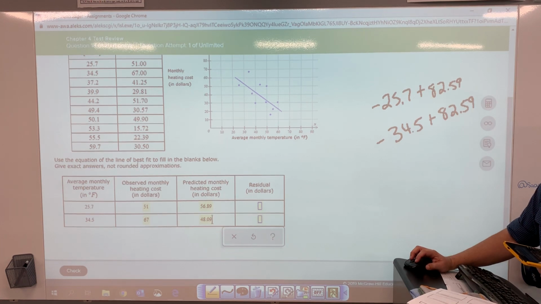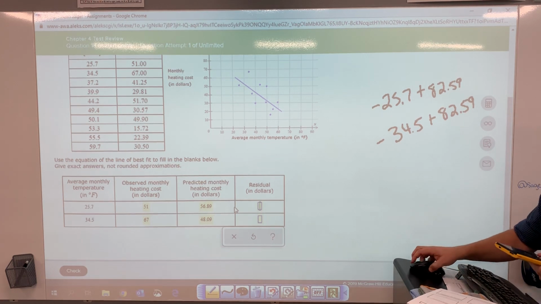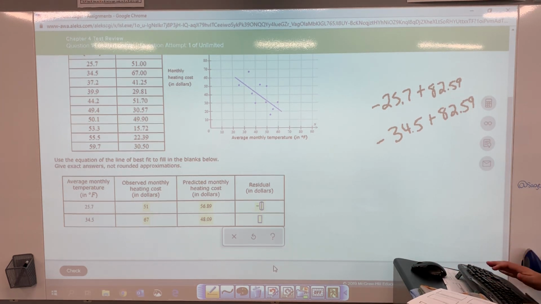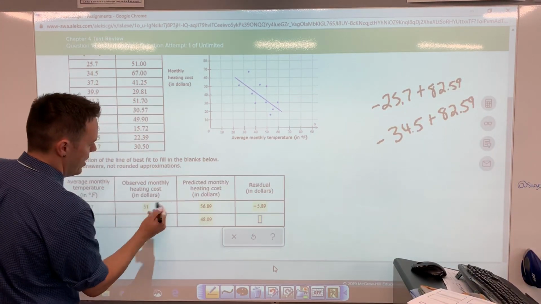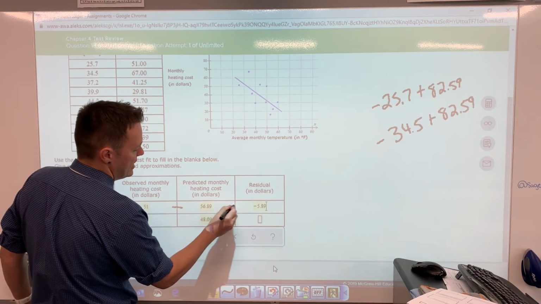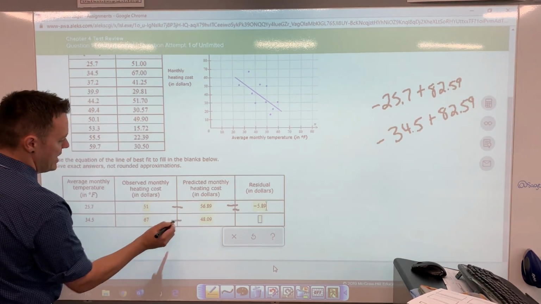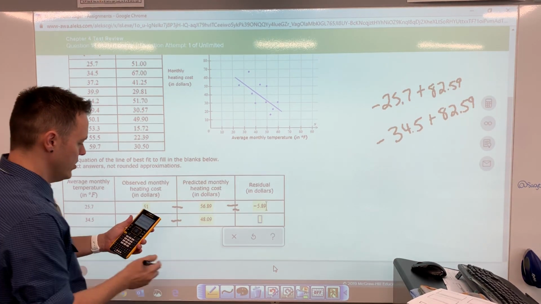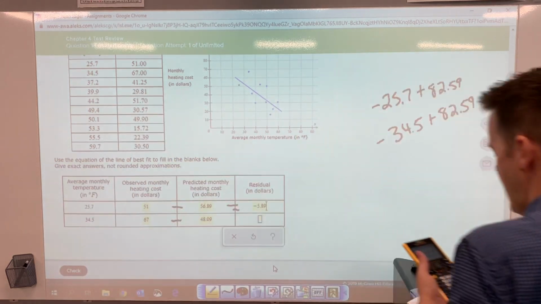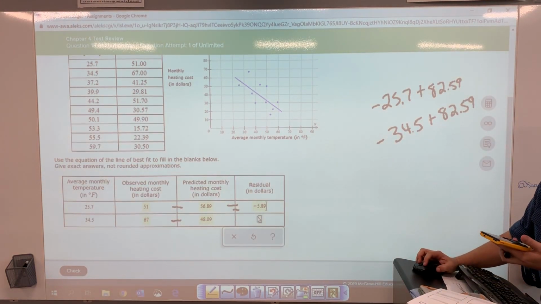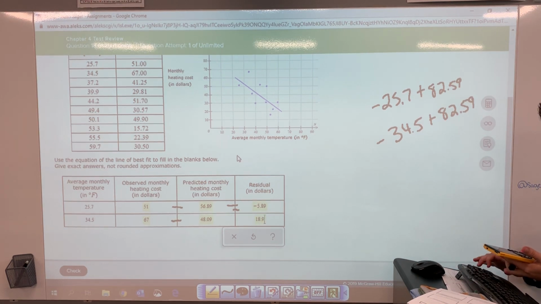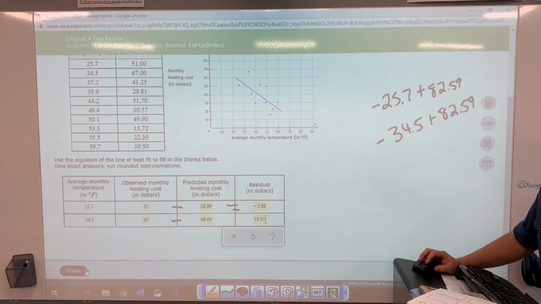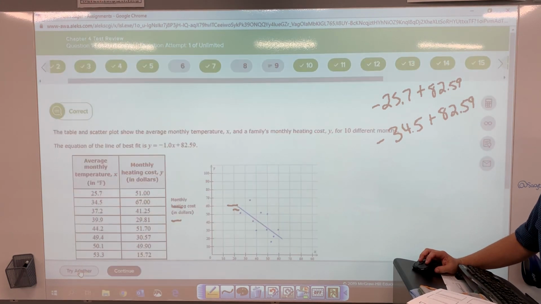Residual means, ladies and gentlemen, you take it and you subtract this number from this to get what your actual dollar amount is in the residual. So this one is going to end up being negative 5.89. How did I get that? This would be 51 minus 56.89 equals that. 67 minus 58.09 equals, and then this is going to be 18.91. Okay, so this is 18.91. Now, let's hope that I got this right. I hit check, and I got it correct.